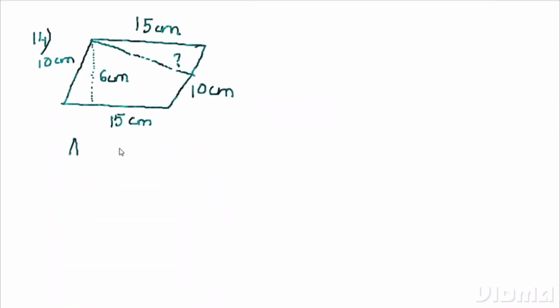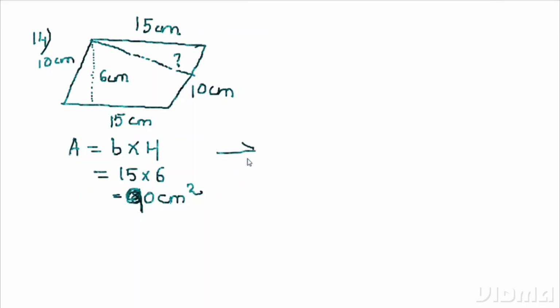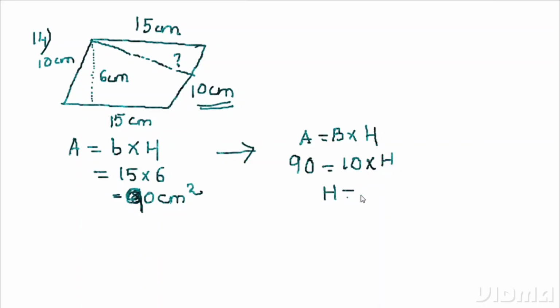First, one side is given to you and the height is also given, so first I'll find the area. Area is base multiplied by height, which is 15 multiplied by 6, and that gives you 90 centimeter square. So I have found out the area. Now that same area I can substitute for the shorter side as base and find the height. So again, area is base multiplied by height. Here the base is given to me as 10, and substituting the same area because it's the same parallelogram, area is 90, base is 10, and height I don't know. So h is 90 divided by 10, which is 9 centimeter. So this was the 14th question.